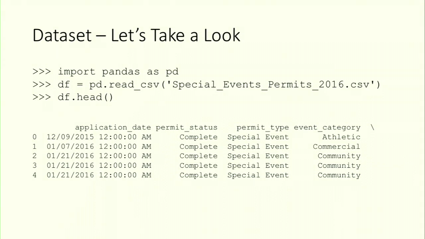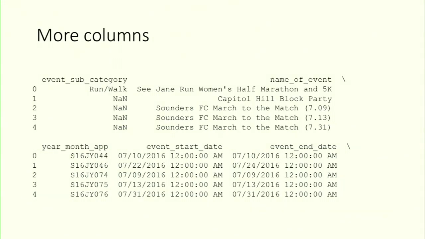We have this Pandas data frame. We'll import it with the CSV function and use head to take a look at the first few rows. There's the application date. Permit status looks like the first few were all complete. Permit type looks like the first few were all special events. The category could be athletic, commercial, community, and there are a few more. The event subcategory, well, here we've run into some null values. It looks like maybe only the athletic events have subcategories.